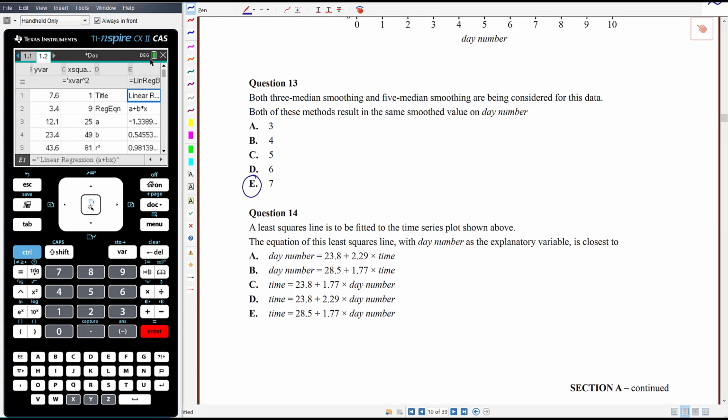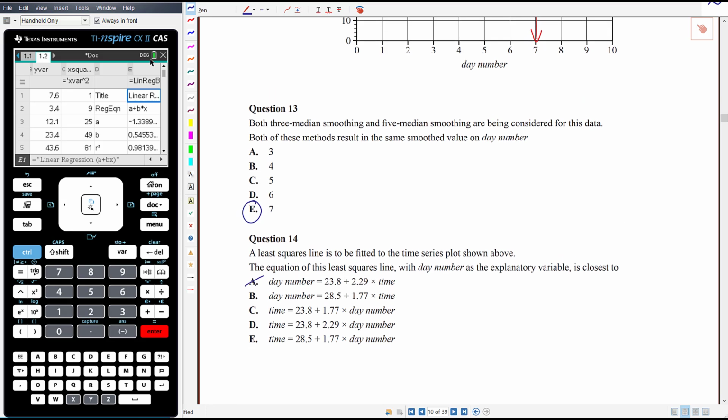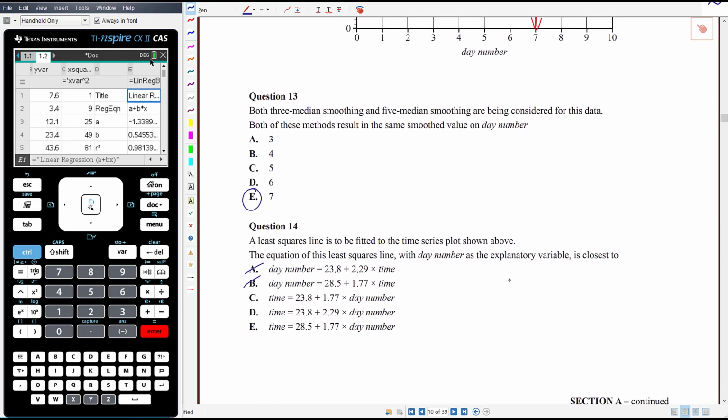Question 14. A least squares line is to be fitted to the time series plot shown above. The equation of this least squares line with day number as the explanatory variable is closest to. Okay, so the first thing is with day number as the explanatory variable, we can rule out A and B. So day number has to be the x value. And then we want to do the least squares regression.